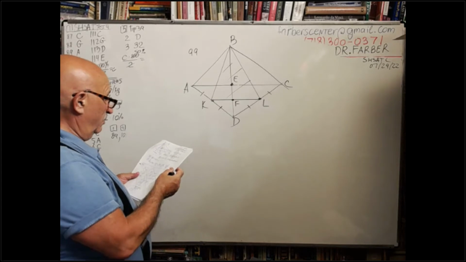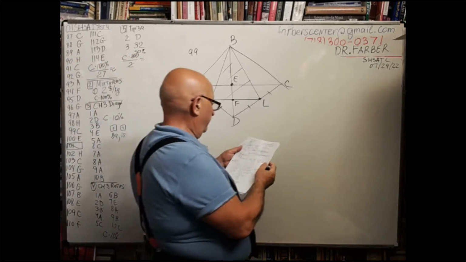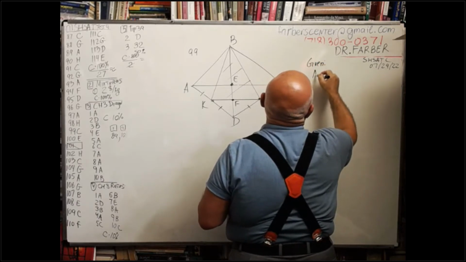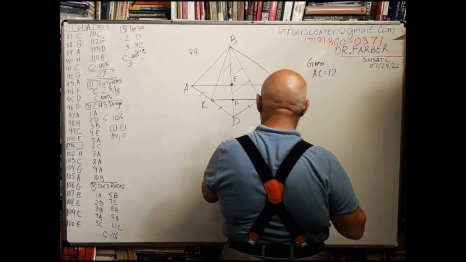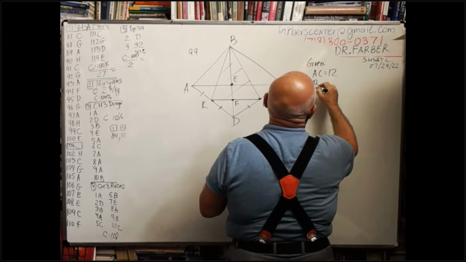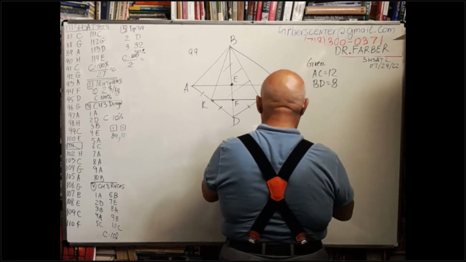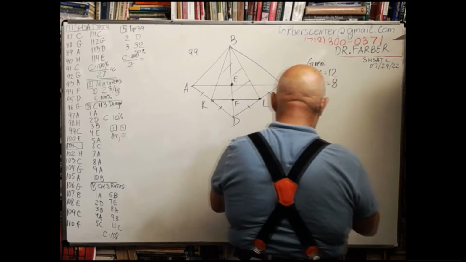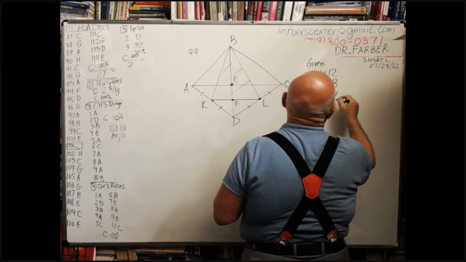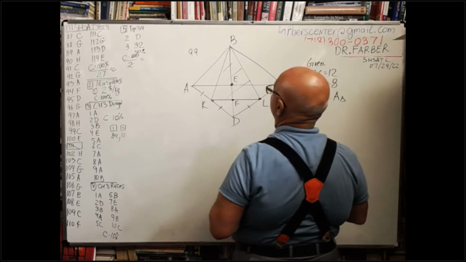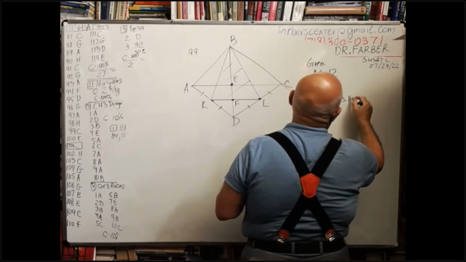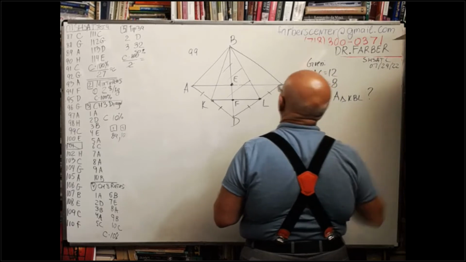What else do we know? That AC equals 12. And BD equals 8. Find area of triangle KBL. This is a question.